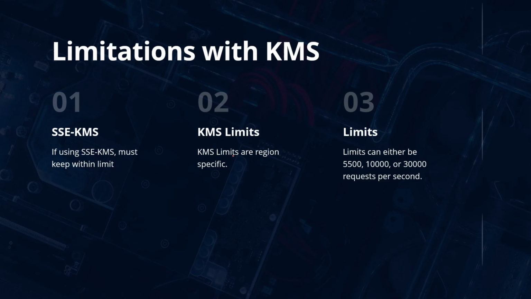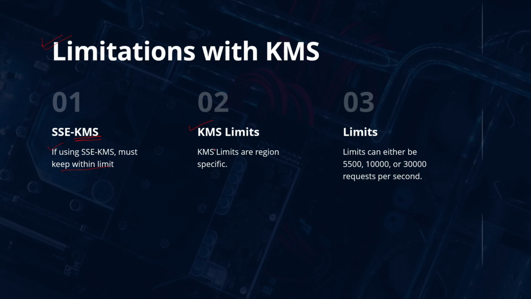Now let's move on. Of course, with this high level of speed or performance, we do have limitations, and those limitations come from the security standpoint. That is, we have limitations with our KMS, that is our Key Management Service. Now, if you are using SSE-S3, which is basically the S3 managed keys, you will not be facing any limits at all. You don't need to worry. But if you are using the KMS service that AWS provides, then you will have some limits. So if you are using SSE-KMS, you must keep within the specified limit.